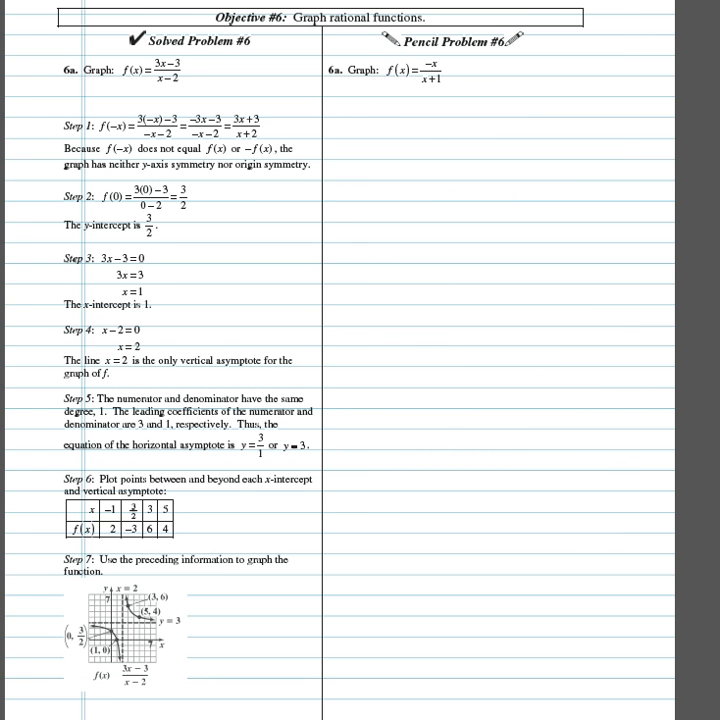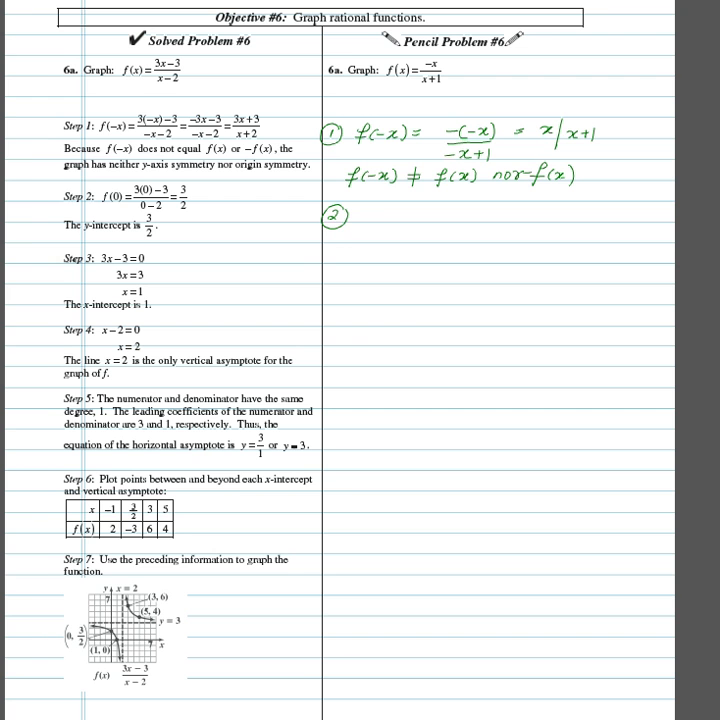So graph f of x equals negative x over x plus 1. The first thing in graphing a rational function is looking at the symmetry. So to look at the symmetry, I'm going to find f of negative x. So negative of negative x over negative x plus 1, which gives me positive x over x plus 1. This tells me that f of negative x is not equal to f of x, nor negative of f of x, so this function is neither symmetric along the y-axis nor the origin.